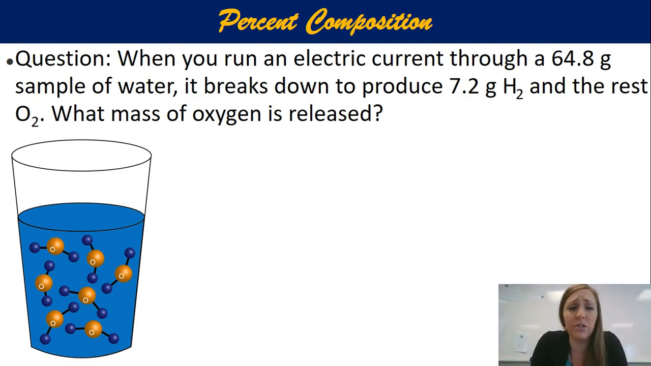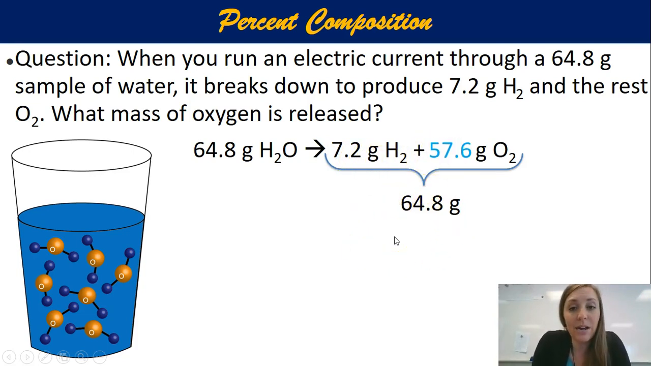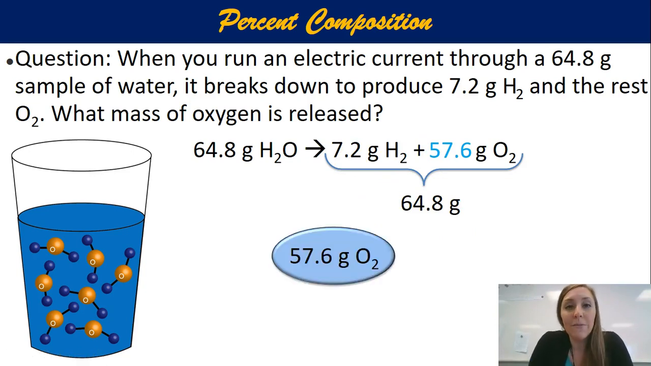So if we go back to this question, if we start with 64.8 grams of water, that breaks down to form 7.2 grams of hydrogen and some grams of oxygen. Well, we know we started with 64.8 grams, which means we ended with 64.8 grams. So now it's just some simple algebra. 7.2 grams plus what will give us a total of 64.8 grams? And the answer is 57.6 grams. So your answer is 57.6 grams of oxygen.